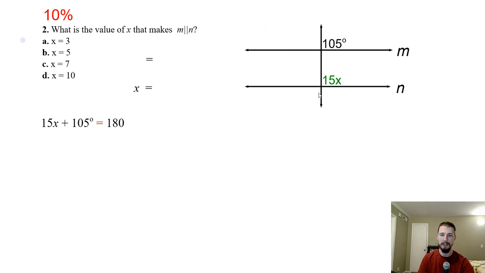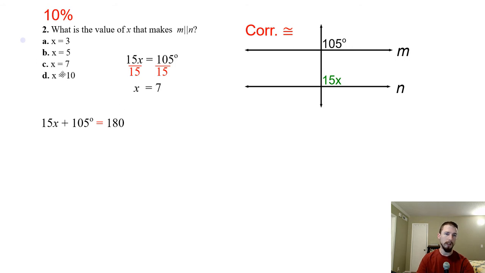What's the value of x that makes M and N parallel? Well, I tell you that this angle here is 105 degrees. They are both in the top right corner, so they're going to be corresponding angles, meaning they have to be congruent. So we set them equal to each other. 15x is going to be equal to 105. Then all we have to do is divide both sides by 15, leaving us with x is equal to 7. So that would be your answer here.